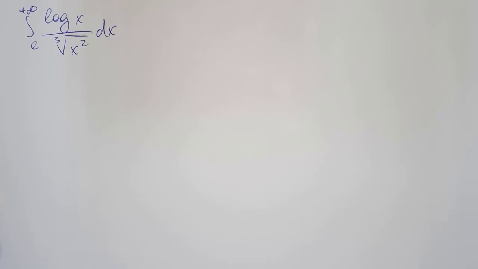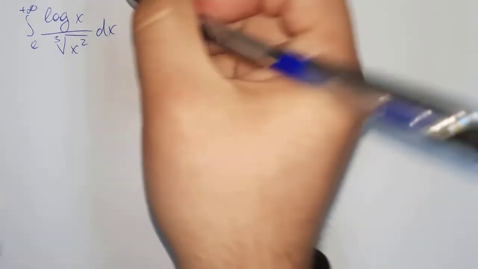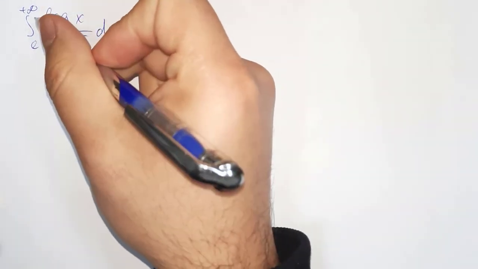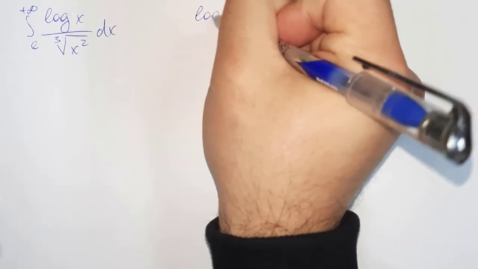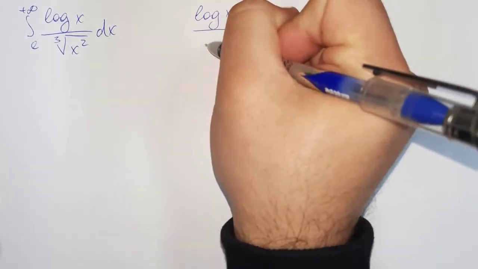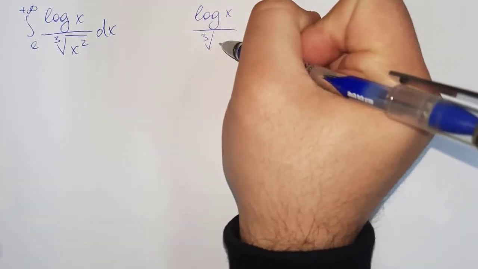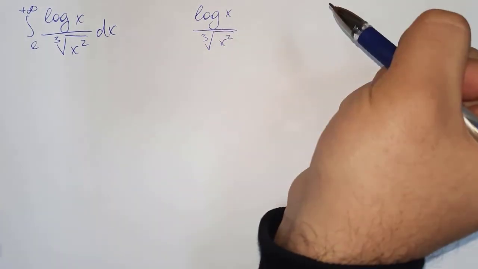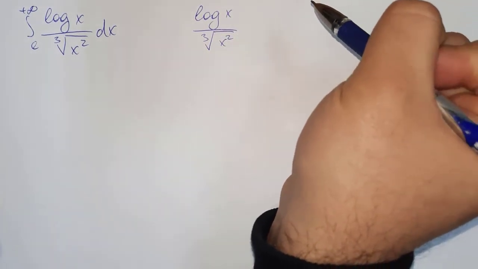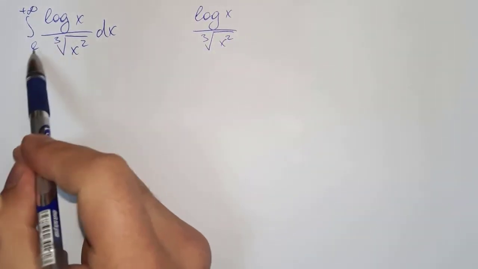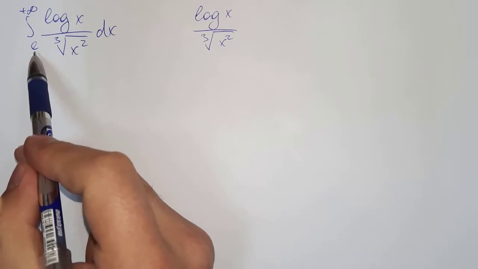And now, how to determine it? Again, we'll use the comparison test. Now, look here. This is from e to plus infinity. It means that for the function logarithm x over the cubic root of x squared, the least value of the logarithm here is logarithm e, because the lower bound is e.